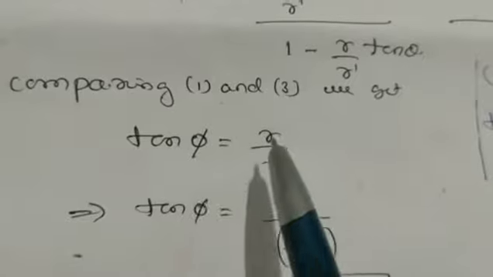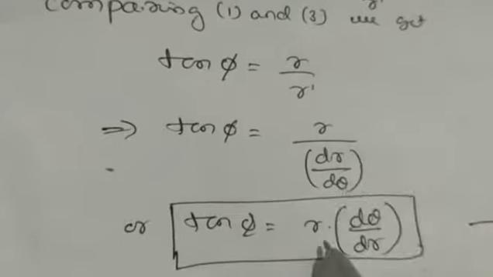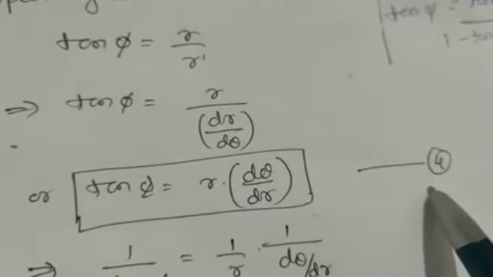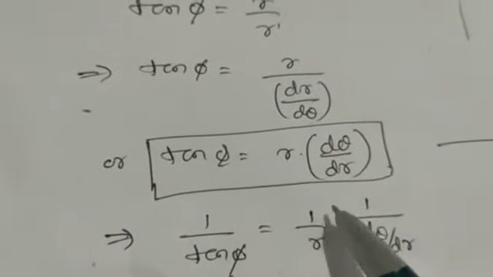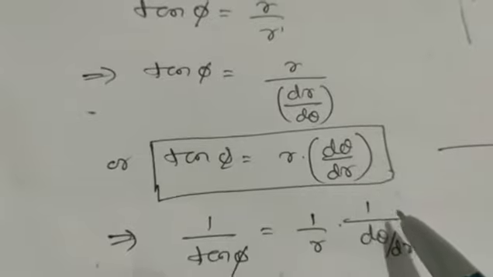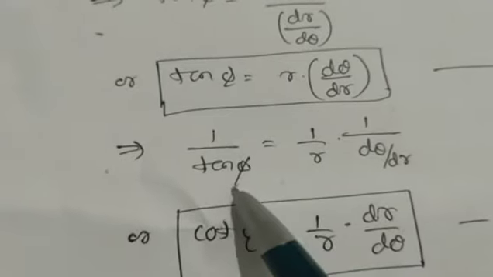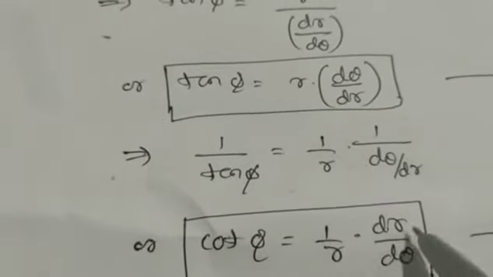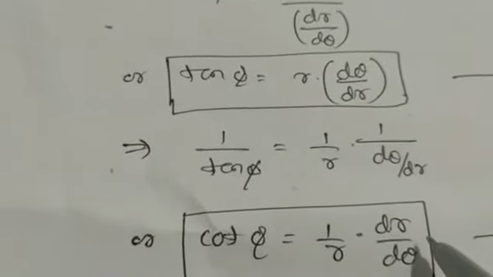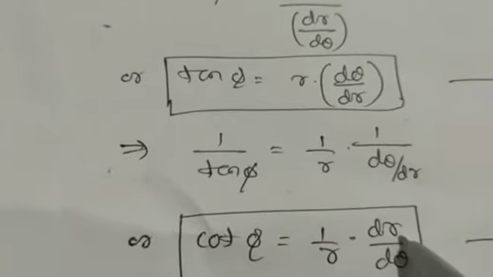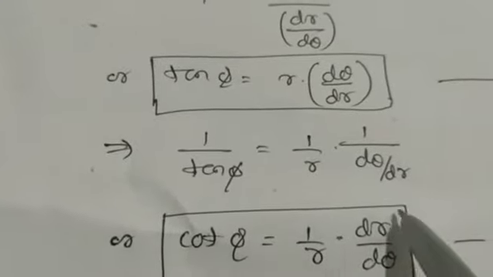That is, tan phi equals r by r dash, which is r into d theta by dr. Take this as equation number 4. And if you take the reciprocal, 1 by tan phi, which is cot phi, equals 1 by r into dr by d theta. Because in the examples they give the relation in terms of r, we have inverted this. So we got cot phi equals 1 by r into dr by d theta.